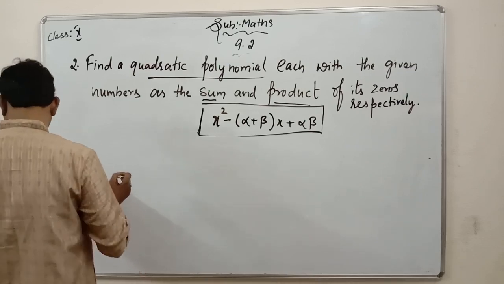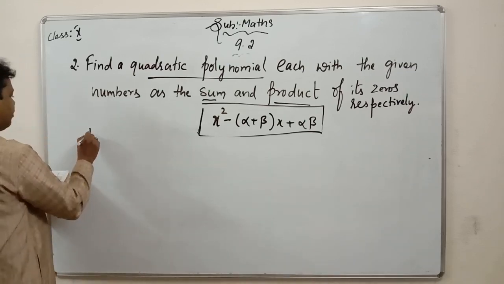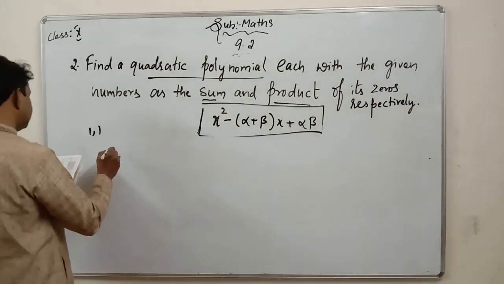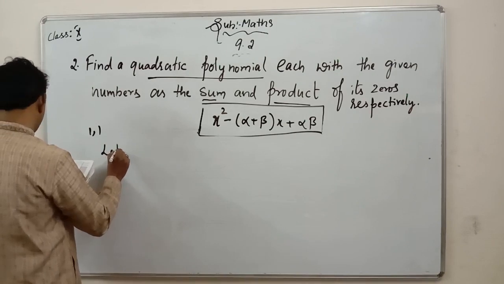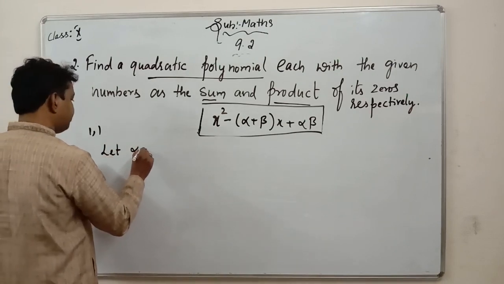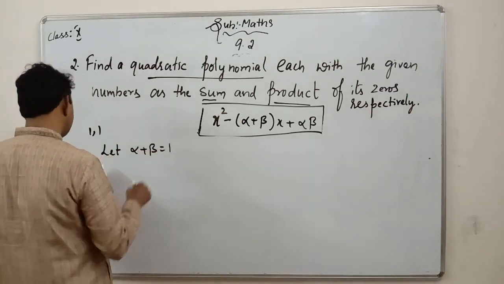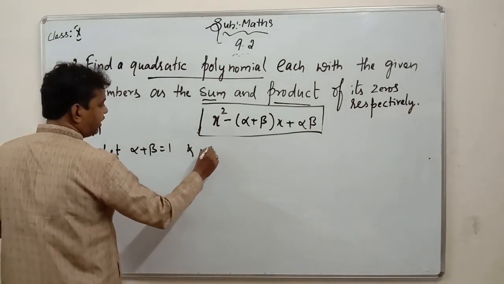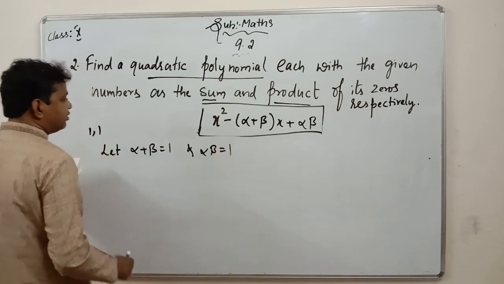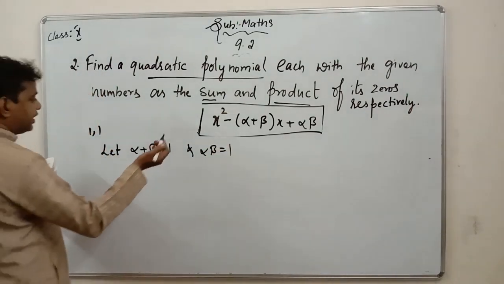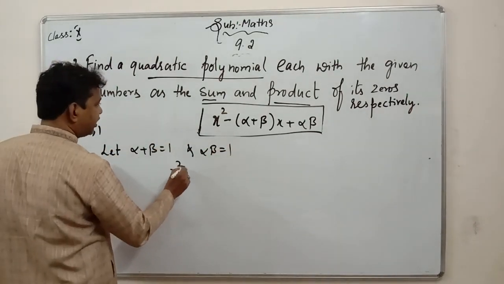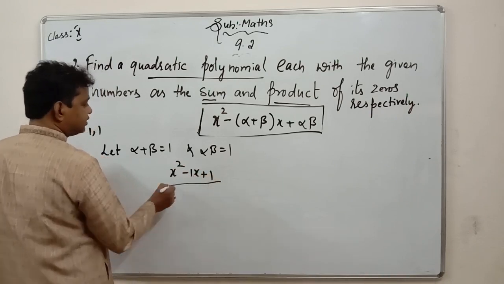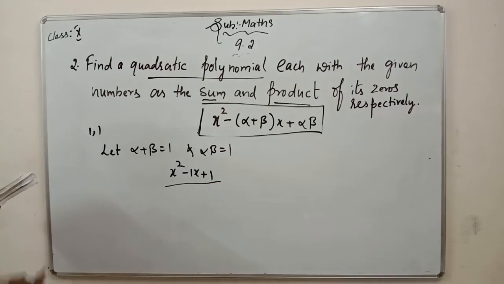He has given 1 comma 1. It's a very easy one, no? 1 comma 1. Here what happens is, let alpha plus beta equals to 1, because he has mentioned 1 there, and alpha into beta equals to 1. Both are 1 and 1 only. So directly if you want, you can substitute, you'll get x square minus 1x plus 1. This is the equation we'll get there.